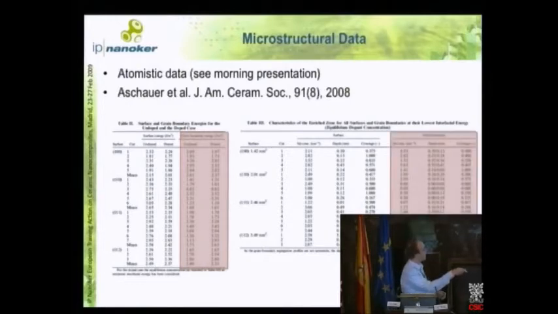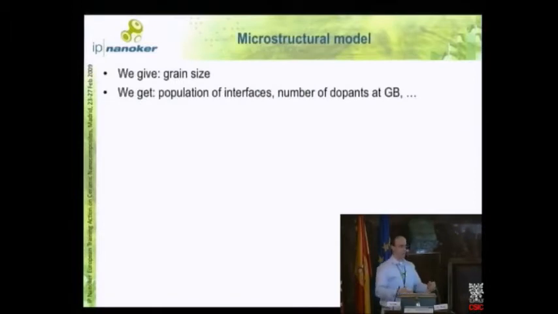We then have the surface concentration and the depth of the enriched layer, and derived from that is the coverage. So that's the fraction of neodymium that we actually have in this grain boundary layer. So we're going to take this data and we will try to build a microstructure model. What we want from our microstructure model is that we put in a grain size and we get out the population of interfaces we have, the number of dopants which are actually segregated at the grain boundary, and then compare this with the number of dopants which are in the sample.